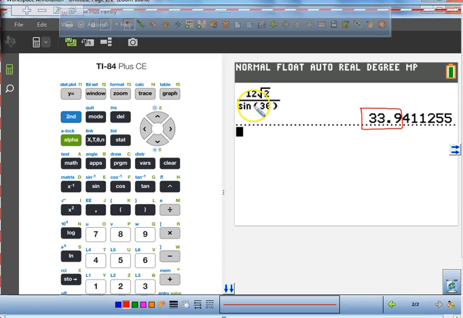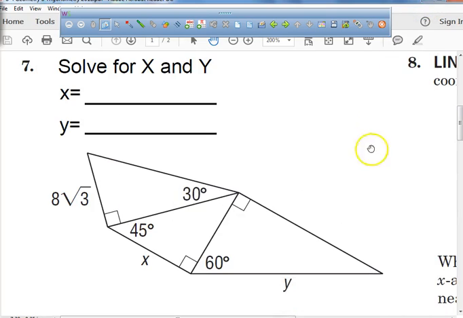We didn't use the 30, 60, 90 triangle. We used the properties of sine instead of using trigonometry. Okay? So that's what we're going to be doing more today. By the way, check your mode button. Make sure you're in degree mode. All right, moving on to the next problem.